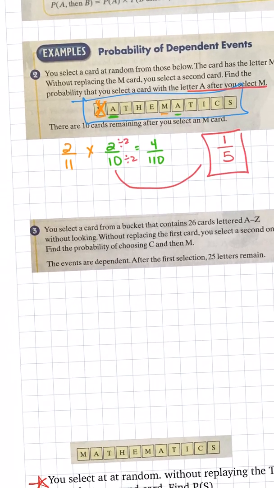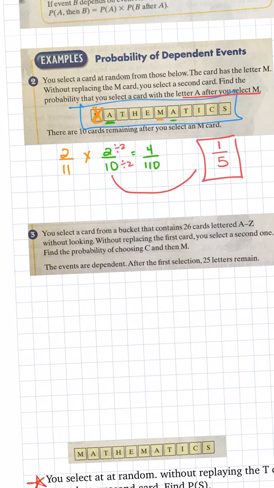Okay, so you try this one. You select a card from a bucket that contains 26 letters. It's 26 cards lettered A to Z without looking. Without replacing the first card, you select a second one. Find the probability of choosing C and then M. So this is where you're going to multiply them all together. Press pause, see if you can figure that out. Come back to me when you're done.